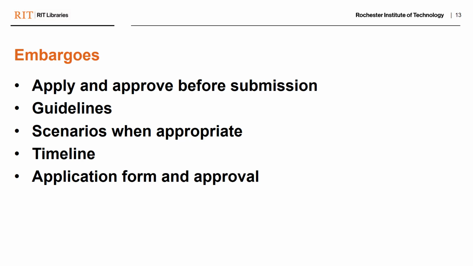Embargoes can be granted for up to 12 months from the date of submission, and are most often granted when there is either proprietary information published in a thesis, or when a portion of your thesis is included in a patent application. In order to embargo your thesis or dissertation, you must apply using the form found on the embargoes page of the thesis submission guide.